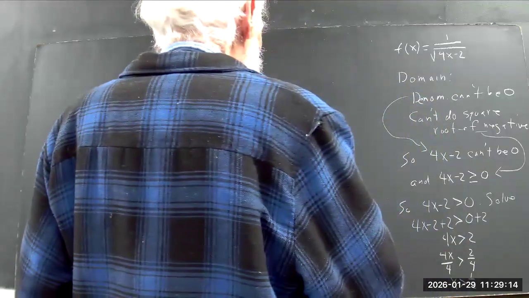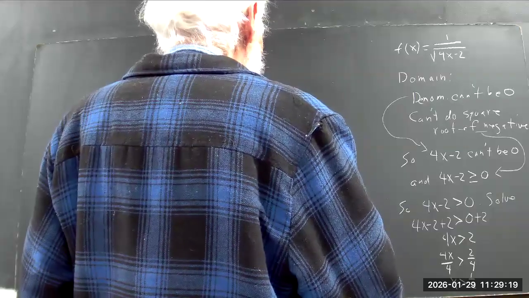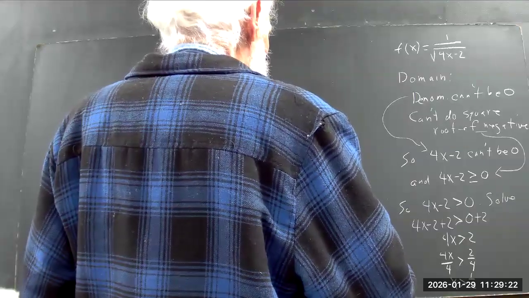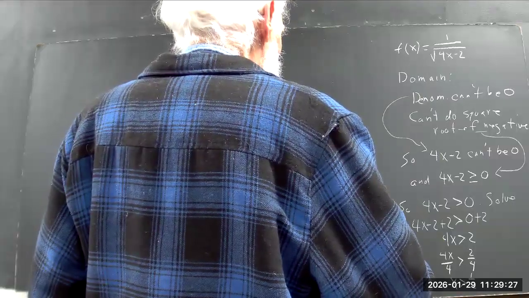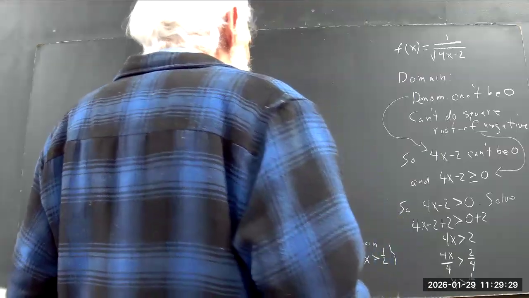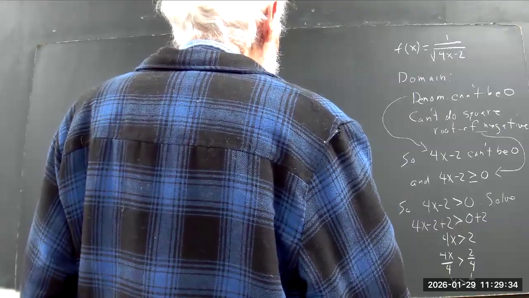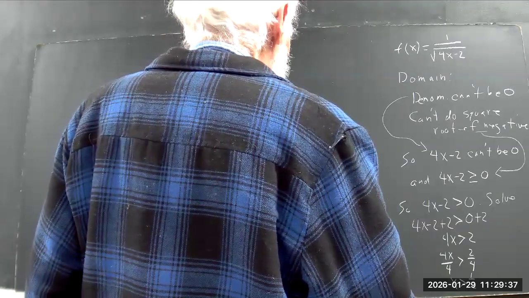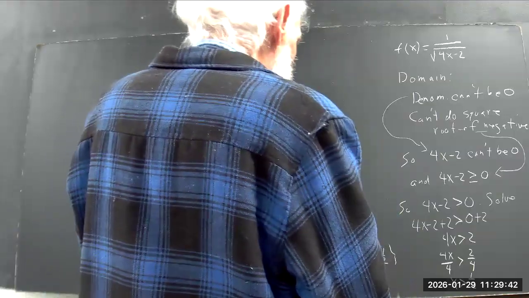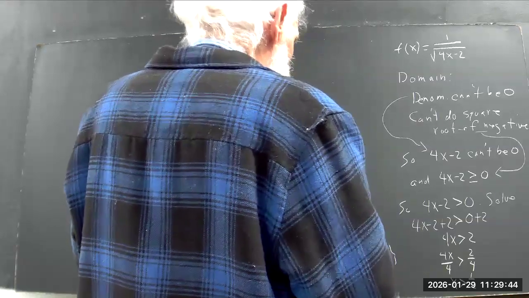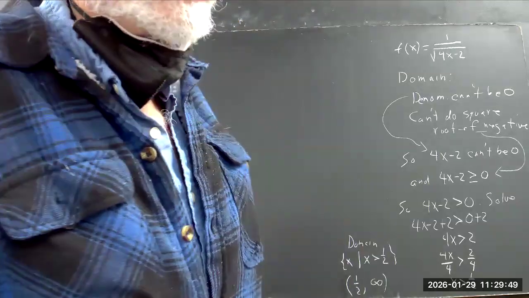X is greater than 1/2. So there are a couple of ways to write out the domain. The set of numbers x such that x is greater than 1/2. Or the interval from 1/2 to infinity. And I wrote down the square bracket without thinking. Okay, so that's how you get the domain.